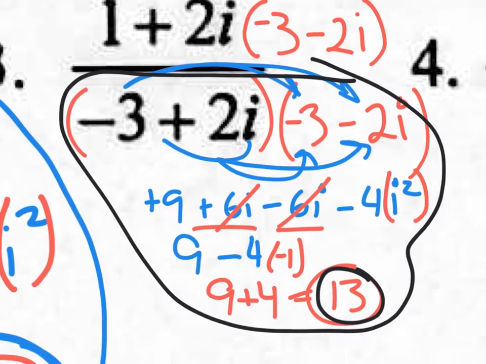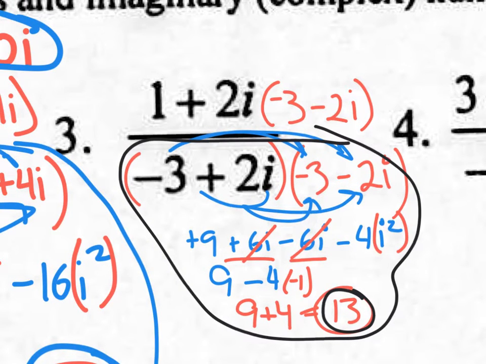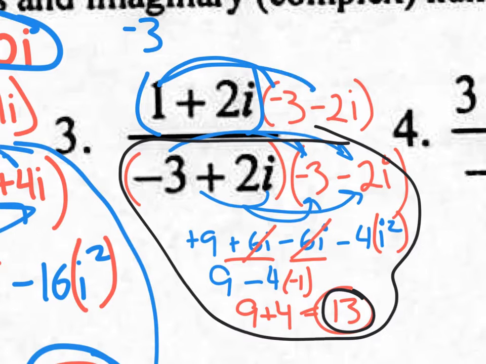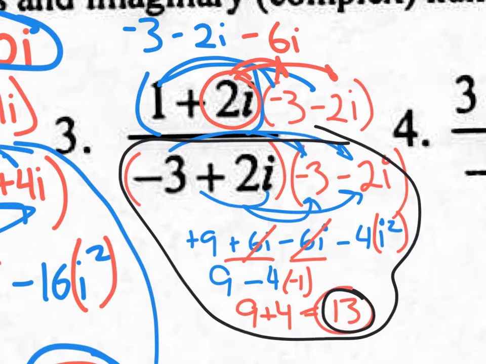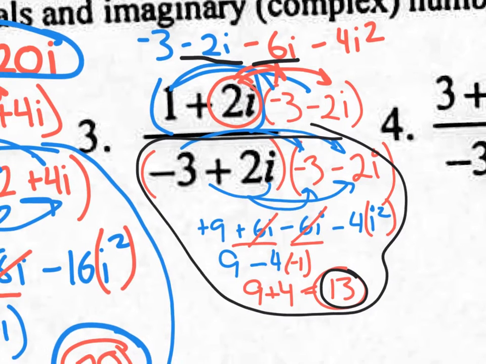Now what's my numerator going to be? This one's going to be kind of challenging, because on the numerator, this is also a binomial over here. So I need to distribute both terms also. I want to go 1 times negative 3, that's a negative 3. 1 times negative 2i, that's negative 2i. And then 2i times negative 3, that's a negative 6i. And then 2i times negative 2i, that's a negative 4i squared. Now, the middle terms do not cancel out right here. The negative 2i and the negative 6i give us a negative 8i.